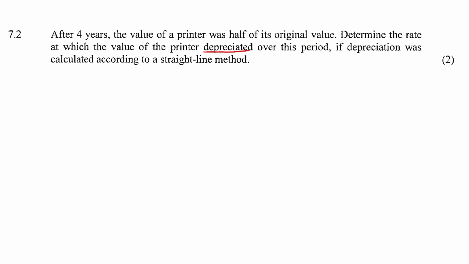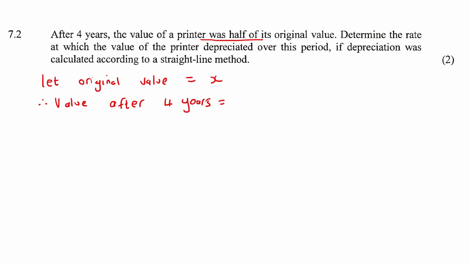They don't tell us the starting amount or the ending amount, but they tell us that the value of the printer is half the original value. So what we can do is say, let the original value equal X. You can say whatever you want. You could say 2X. Therefore, the value after 4 years will be a half of X, because they said after 4 years, the value of the printer will be half the original value.